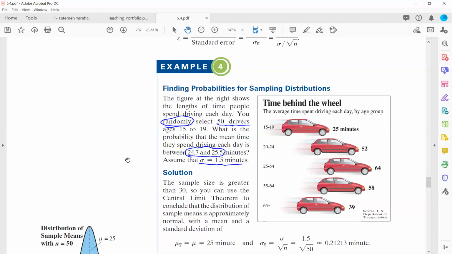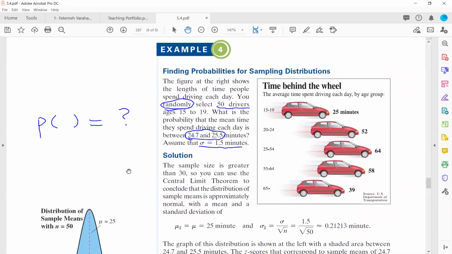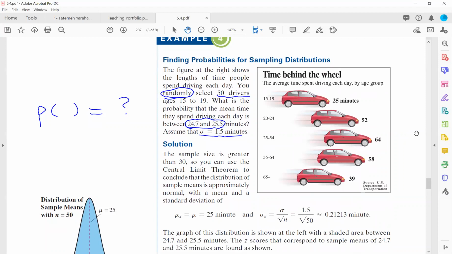So what are we looking for? We're looking for a probability. First of all, let us take a look at this data that we have. Here you have 1, 2, 3, 4, and 5 values. How many drivers do you have? 50 drivers. Is the sample size greater than or equal to 30? Can we use the central limit theorem?